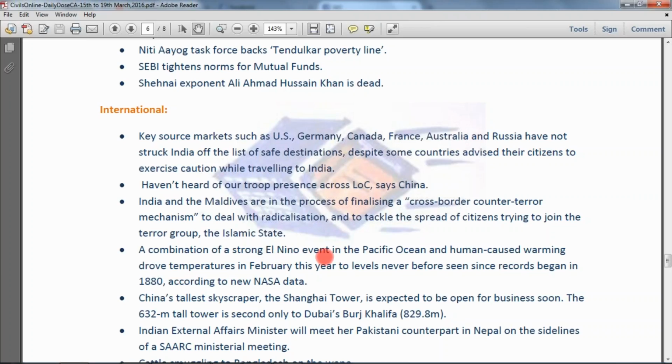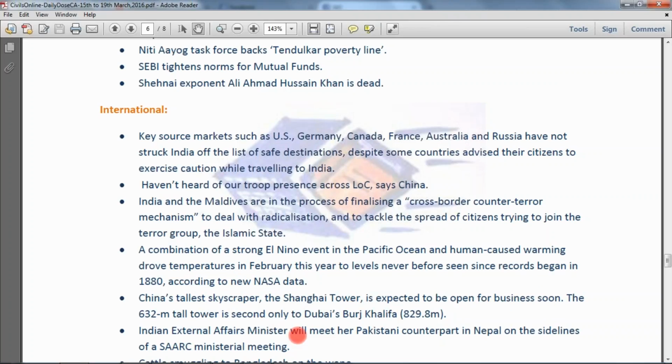A combination of a strong El Nino event in the Pacific Ocean and human-caused warming drove temperatures in February this year to levels never before seen since records began in 1880, according to new NASA data. China's tallest skyscraper, the Shanghai Tower, is expected to be open for business soon. This 632-meter tall tower is second only to Dubai's Burj Khalifa, which is the world's tallest skyscraper.